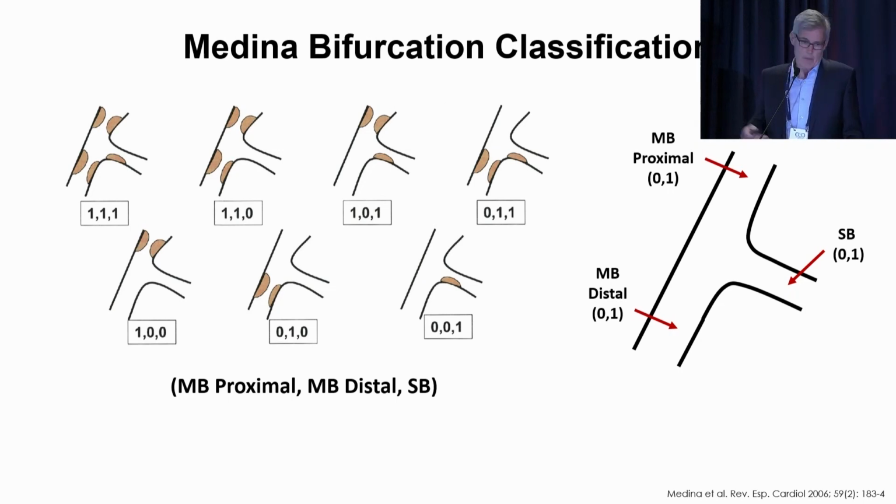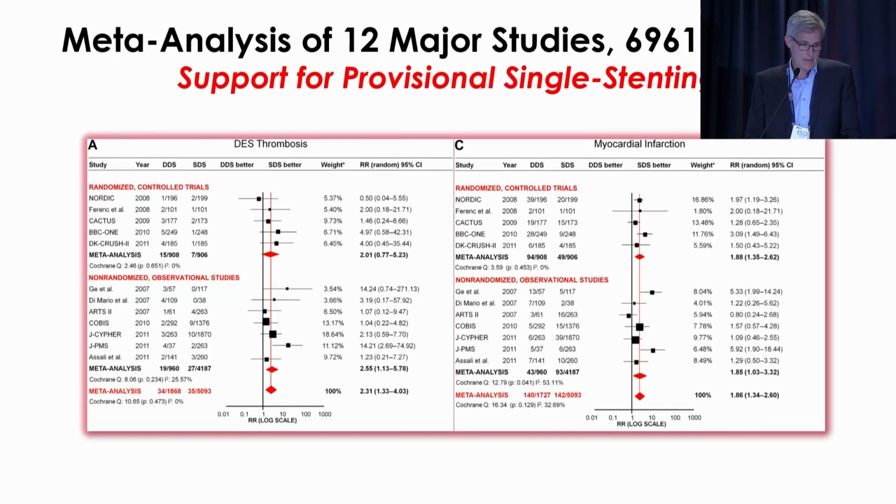And you can go, it's just bimodal, 1, 1, 1. It's really straightforward. But it really talks about the fact that when there's disease in all three limbs of a bifurcation, you're more likely to have complexity and more likely to have pinching of the side branch if you go to a provisional approach. The angle is another important feature between the side branch and the main branch, which is not covered in the Medina classification.